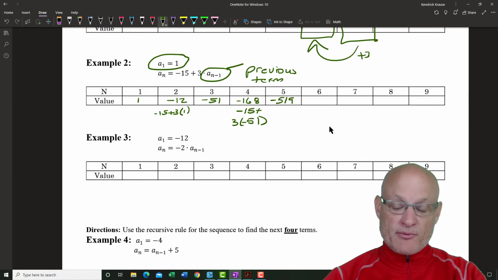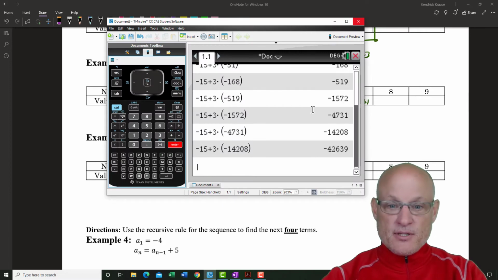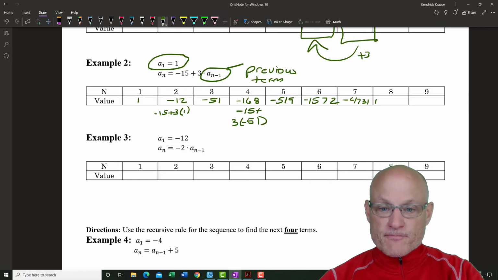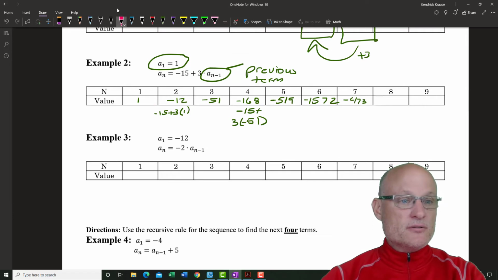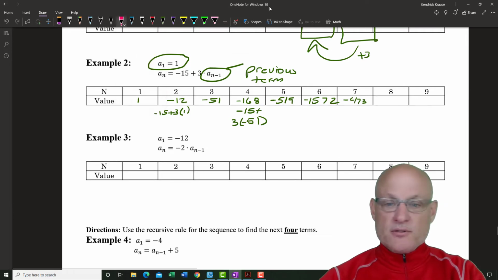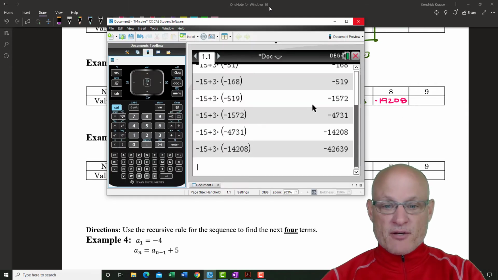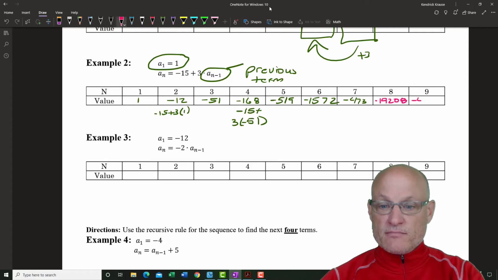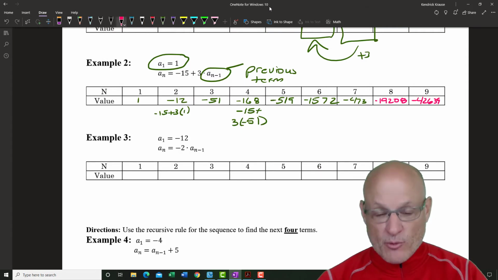I'll show you this trick a couple times. Enter again, negative 1572. Right, because I don't want to have to do this stuff over and over again. Negative 4731. Oh my gosh, it's getting huge. We're going to have to get a smaller pen. There's the next two. 14208. Forgot the negative. Of course, that's kind of important. Jeez, that's terrible. I'm going to change pens. Negative 14208. Oh, of course, every time with the 4s. And 42639. Yeah, so doing that one by hand would have been more of a pain in the neck.